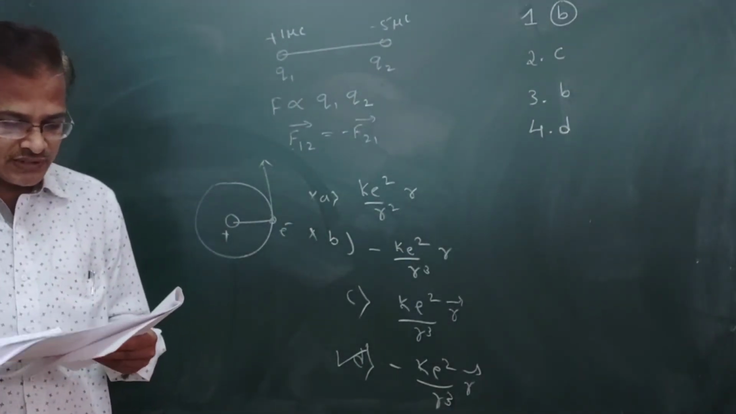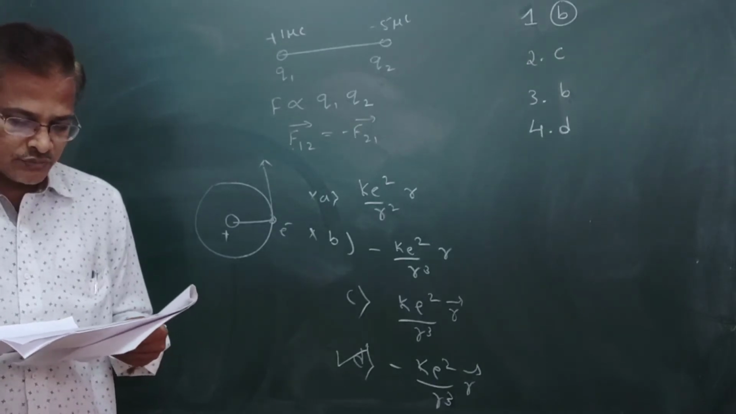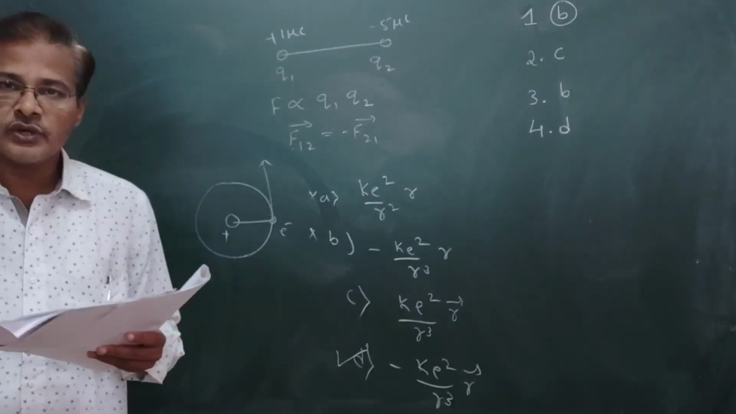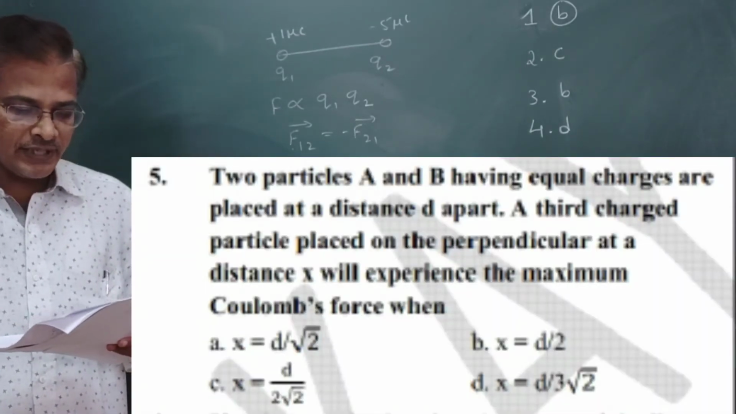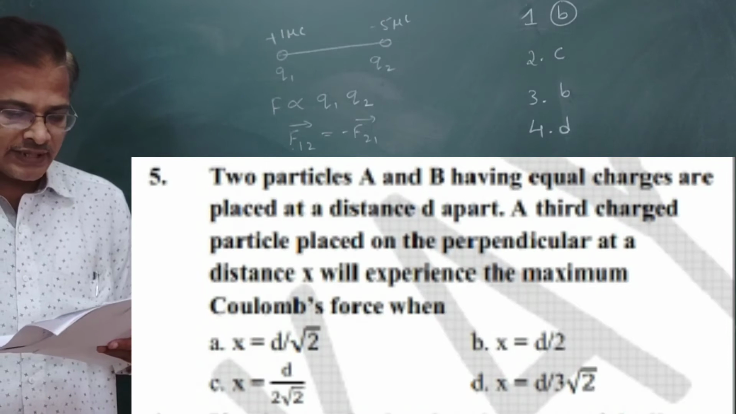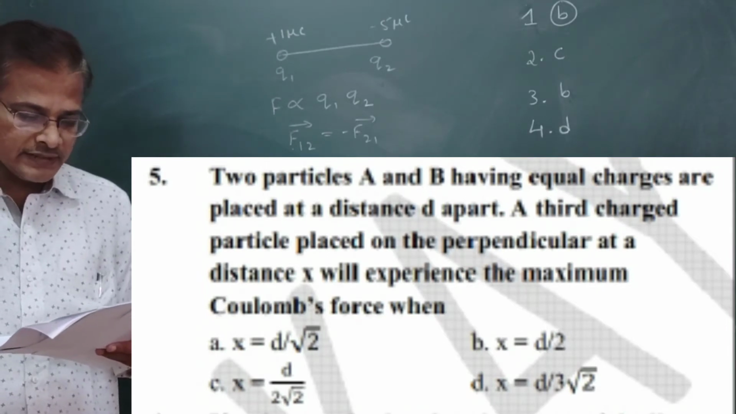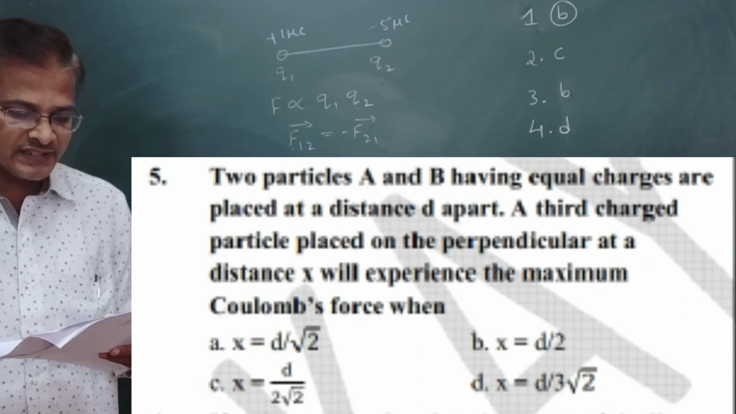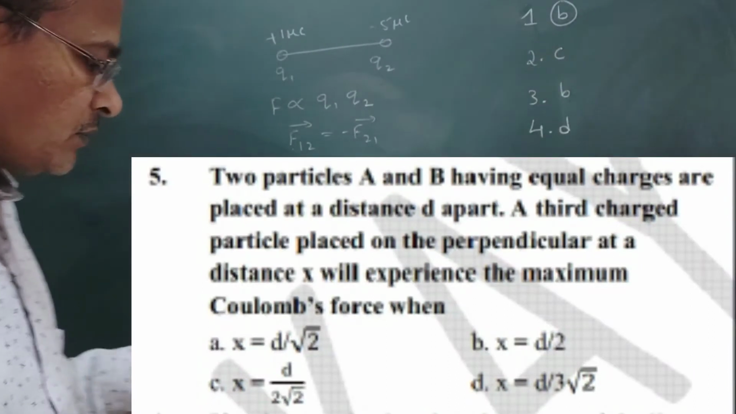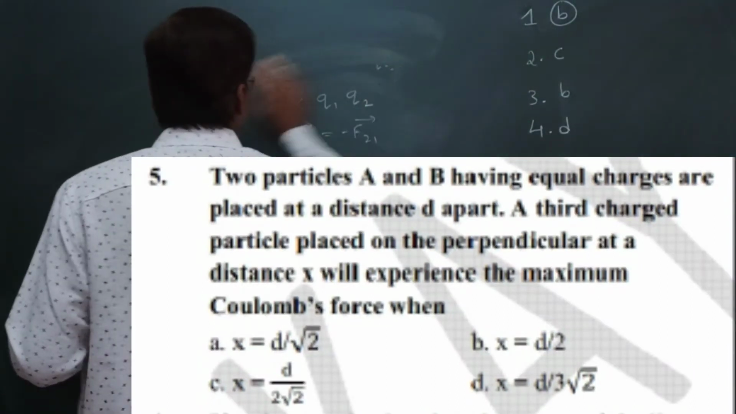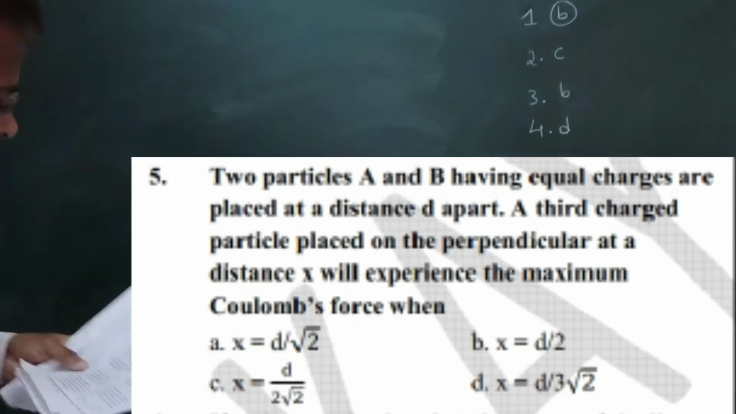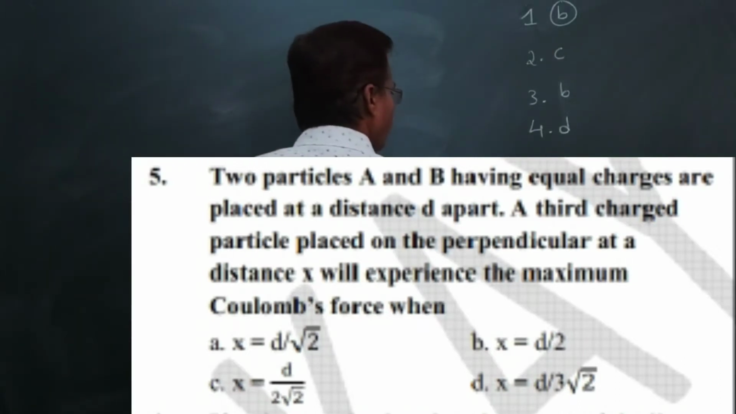Next, the fifth one we are going to see. Sorry, the fourth one is D, no? So now the fifth one: two particles A and B having equal charges placed at a distance d apart. A third charged particle placed on the perpendicular at a distance x will experience the maximum Coulomb force. Options I will write down here. This is the fifth question.